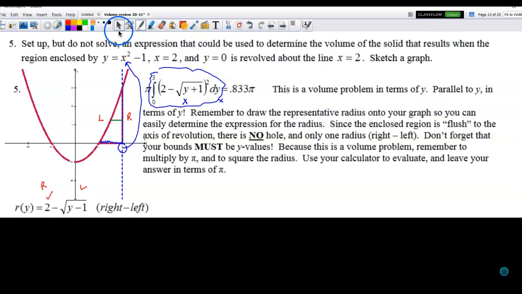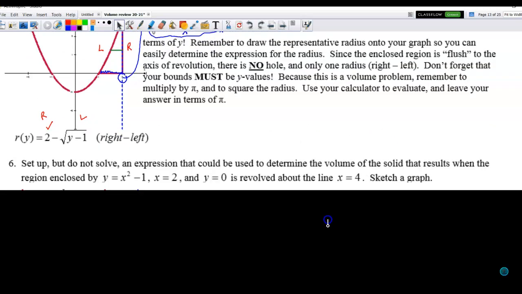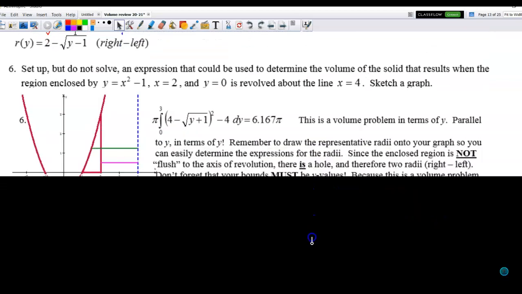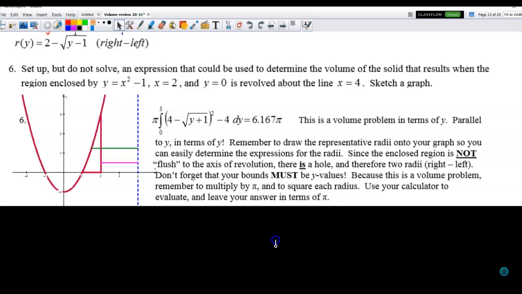Right, number 5. Let's see, number 6, same region. Now we're revolving around x equal to 4, so we have another vertical line, so it's going to look similar, but this time x equal to 4 is not flush to the region. So we have the same region. Here's our axis of revolution, x equal to 4.